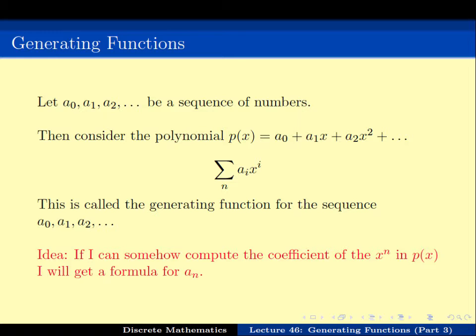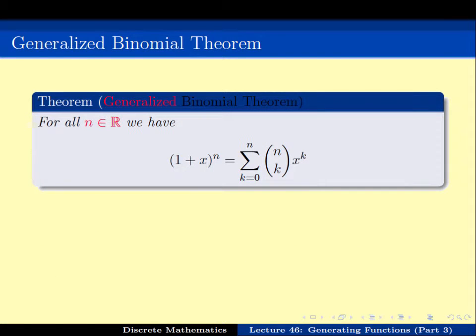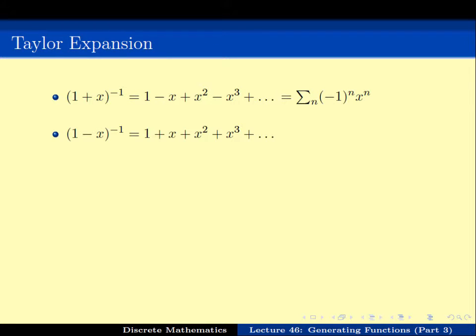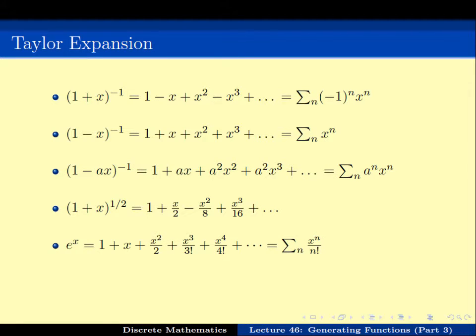So before we go on to generating functions, one of the crucial components of this technique is to use the generalized binomial theorem to get the Taylor expansion. Once you have the Taylor expansions, you don't really need to prove them again and again. You can use these Taylor expansions if and when required. Here are some of the useful Taylor expansions that are there.